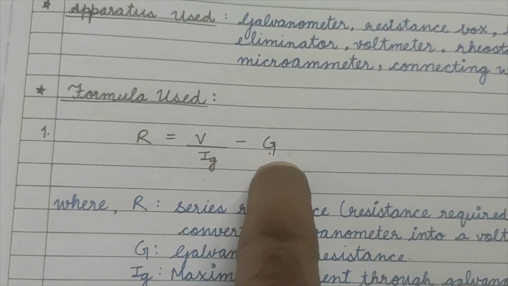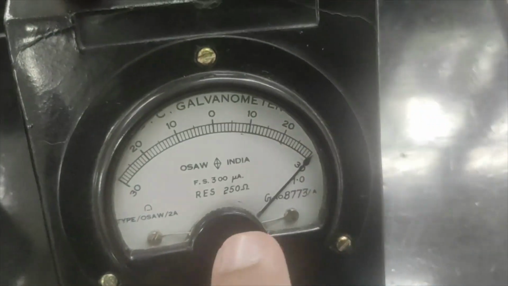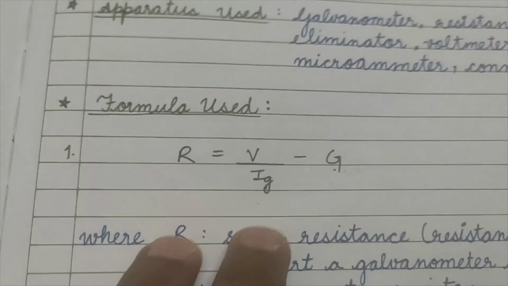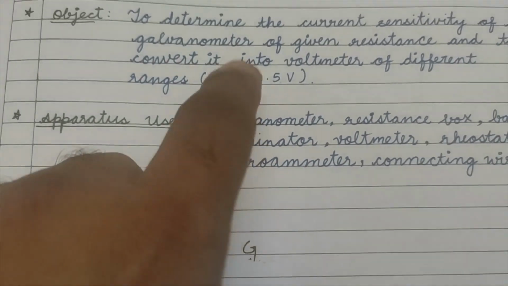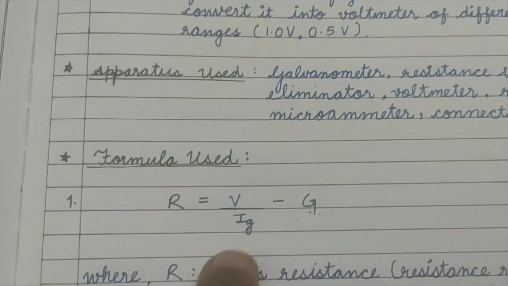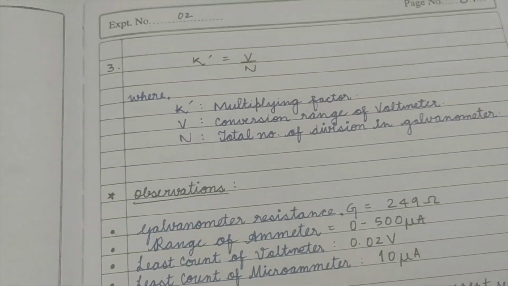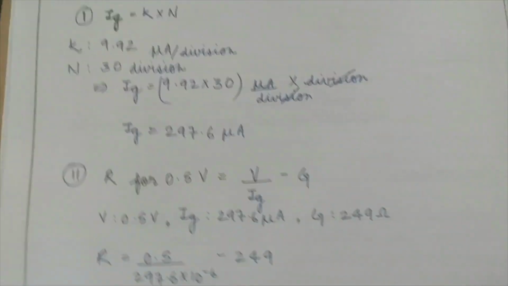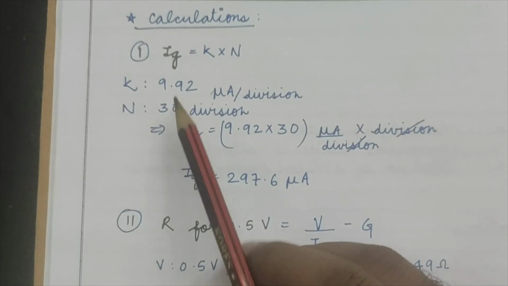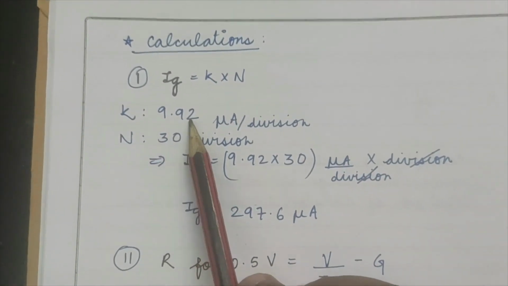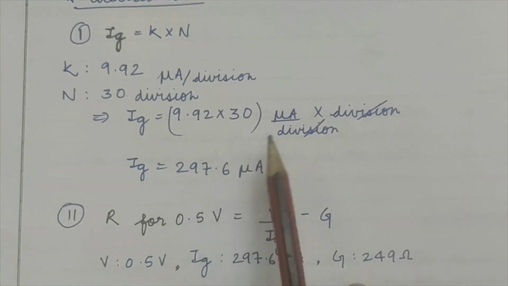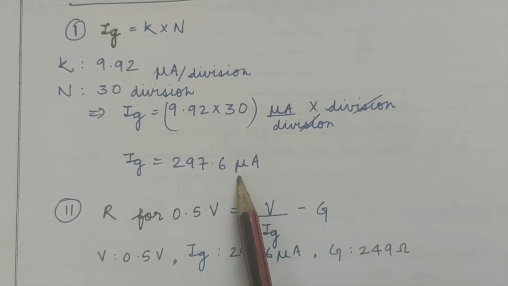G is the galvanometer resistance, which I have told you, 250 ohm, written here itself. Then I put the value of V, since I want to convert it for 1 volt, and then I find the value of R. If I do this calculation, as you can see here, K, 9.92, multiplied by 30, I get this much Ig in microampere.